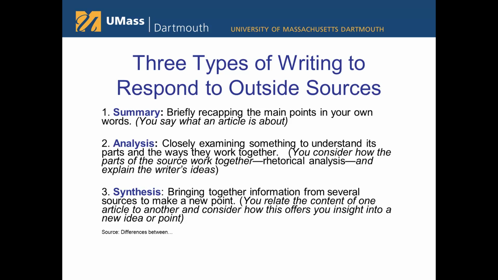There are three types of writing to respond to outside sources, which you've probably heard of before. The first is summary, briefly recapping the main points in your own words. You say what an article is about. The second, analysis, closely examining something to understand its parts and the ways they work together. So you consider how the parts of the source work together. This is rhetorical analysis, and explain the writer's ideas.